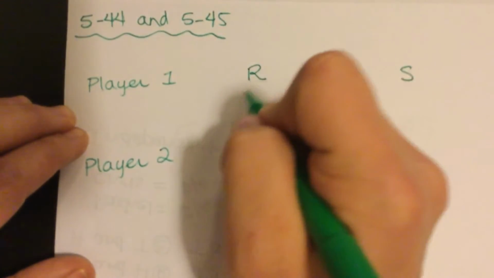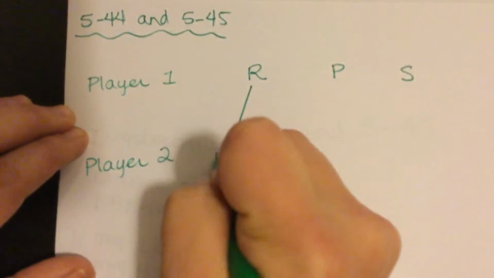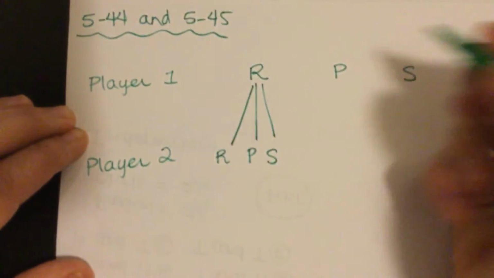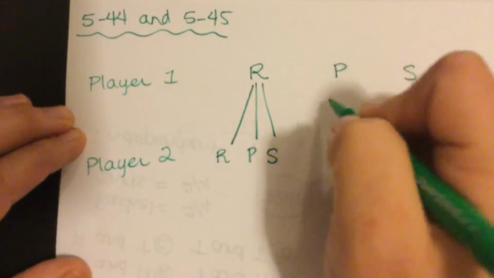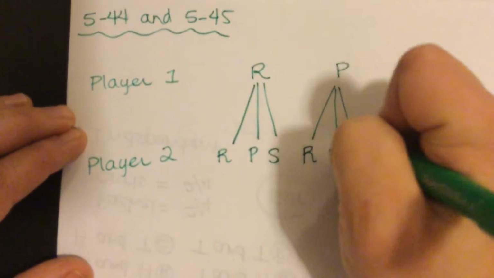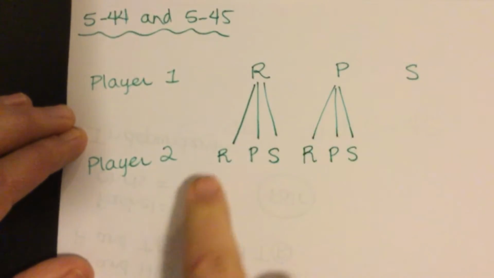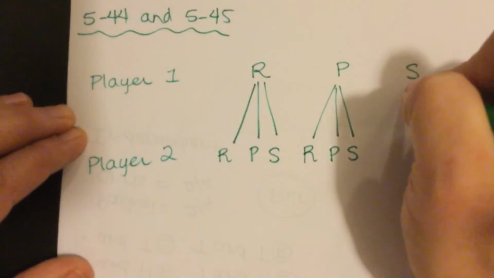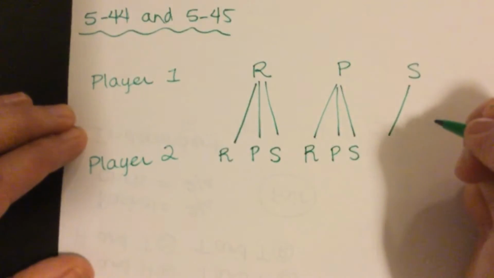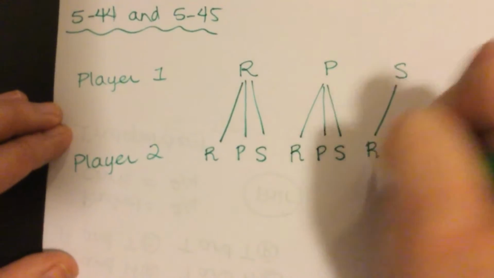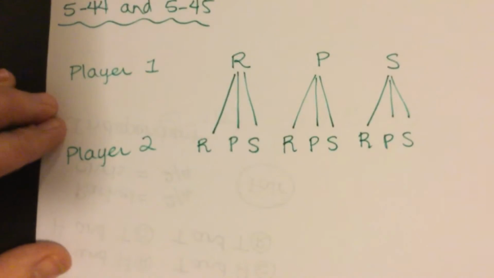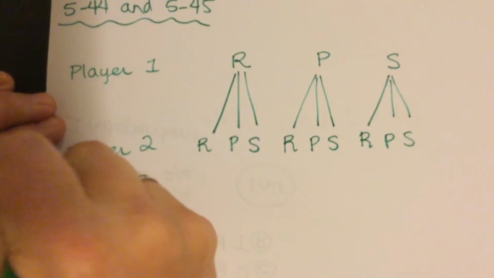So if player one gets rock, player two could get rock, paper, or scissors. If player one chooses paper, player two can choose rock, paper, or scissors. I'm going in the same order, rock, paper, scissors, just so it's easier to organize my data. And if player one chooses scissors, player two can choose rock, paper, or scissors. And then I need to tally up my results.